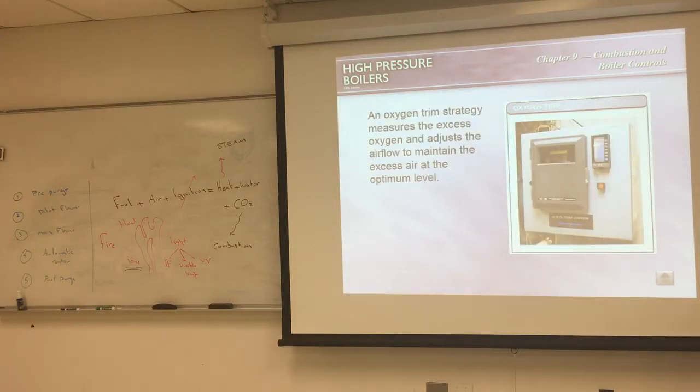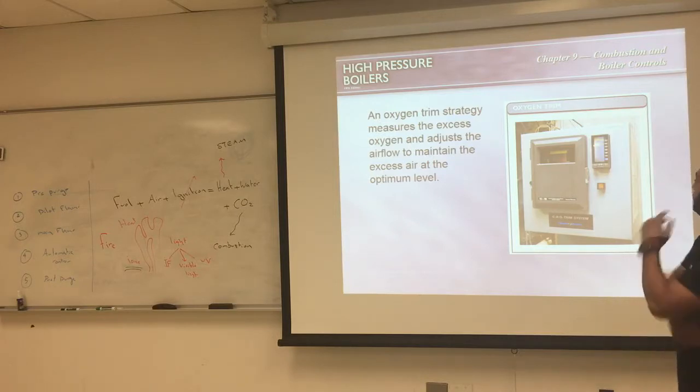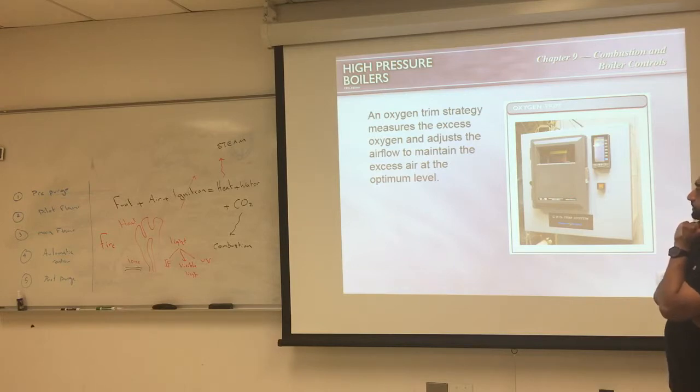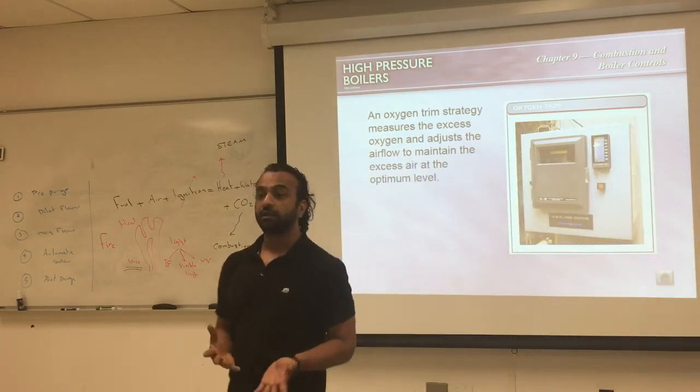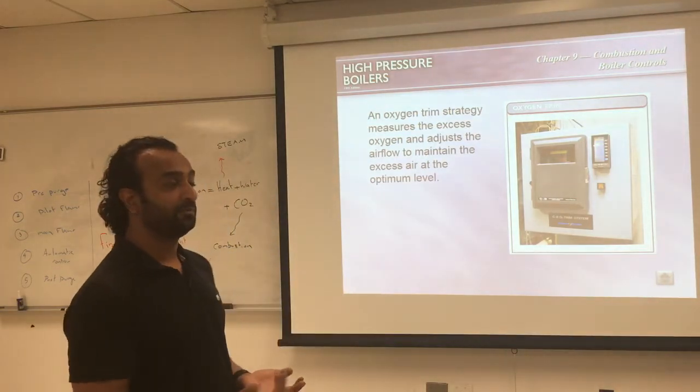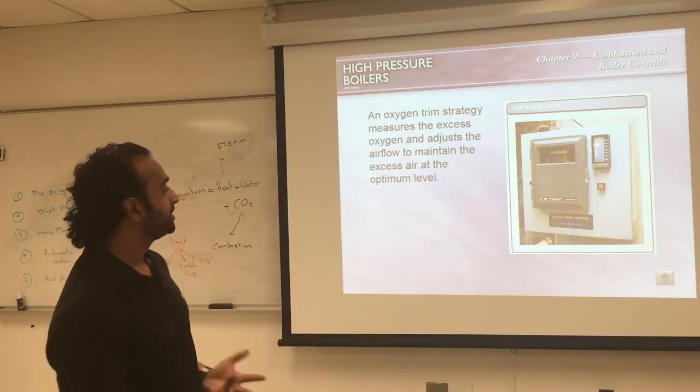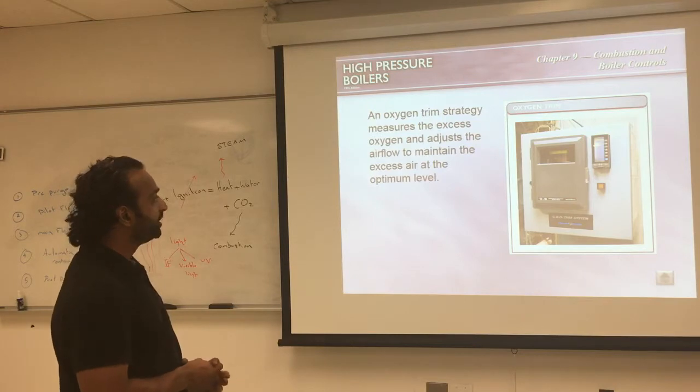Oxygen trim strategy. That is, again, in some plants, depending on the weather. Cold air will have more oxygen because it's denser than hot air. So these oxygen trim sensors will sense the air coming inside the boiler and will tell the controller whether we should pump less fuel or more fuel to achieve the proper amount of temperature.